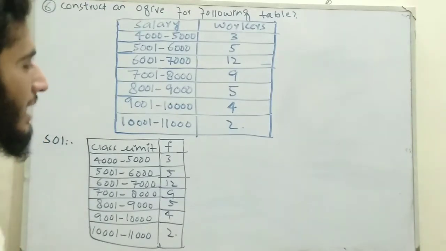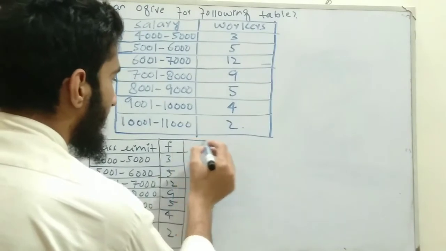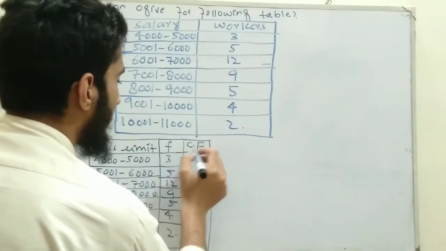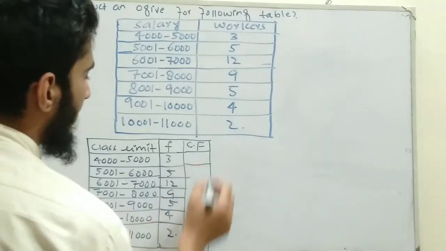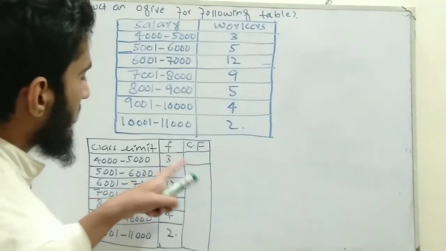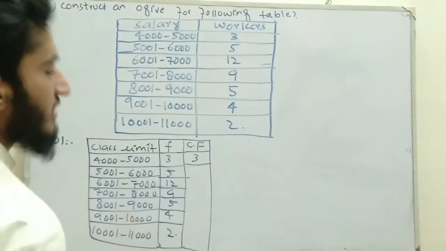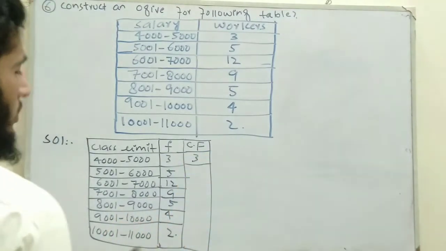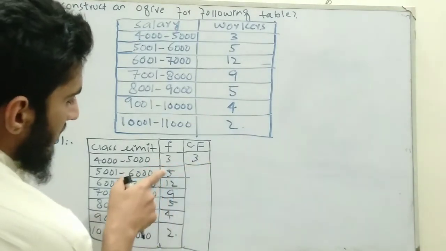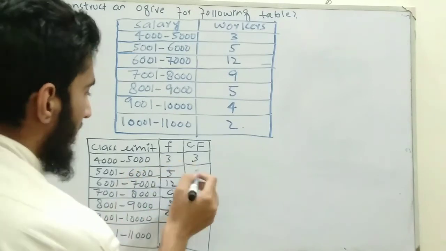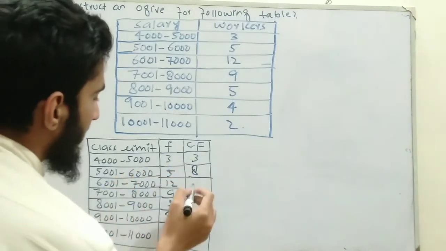Now here we will find the cumulative frequency, represented by C.F. The first cumulative frequency will always be equal to the first frequency, which is 3. After this we add the upcoming frequency to the previous cumulative frequency. The upcoming frequency after 3 is 5, so 5 plus 3 gives us the cumulative frequency 8. After this, add the next frequency 12 with 8, it gives us 20.